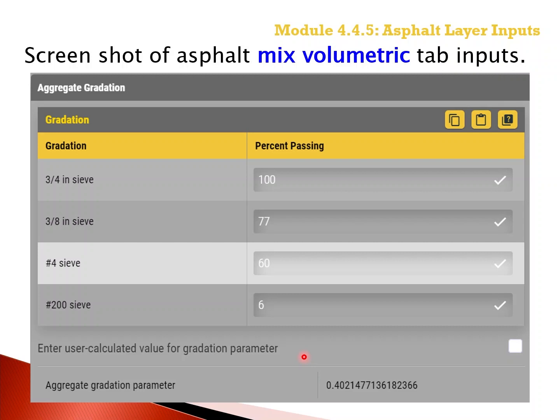It is calculated by the PMED software. However, as an option, it can also be entered by the user. It is suggested in the manual of practice, however, that the designer let the software calculate the gradation parameter.